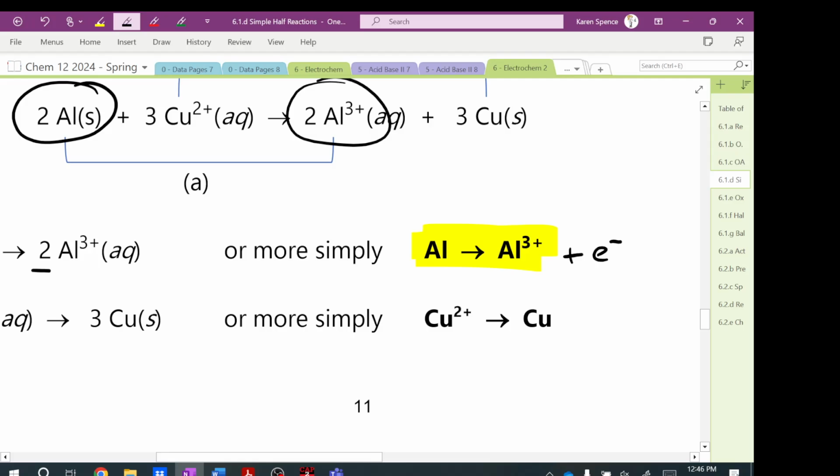Right now, what is the overall charge on the left-hand side? 0. What's the overall charge on the right-hand side if I have one electron? I have 3+, and I have -1. That gives me 2+. Are we balanced in terms of charge? No. So that can't be our final answer. What should we have? We should have 3 electrons, which gives us -3, which gives us 0. Now we are balanced in terms of charge.